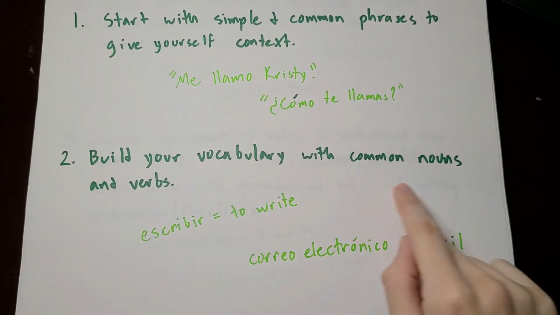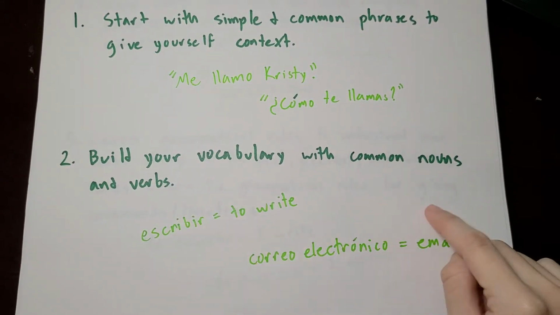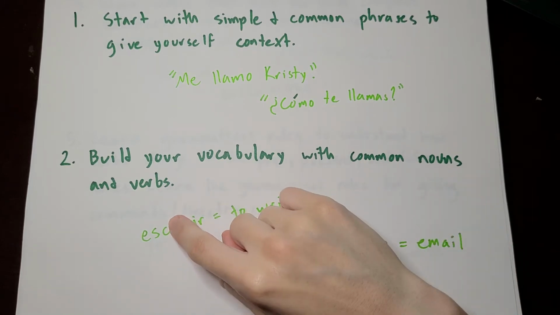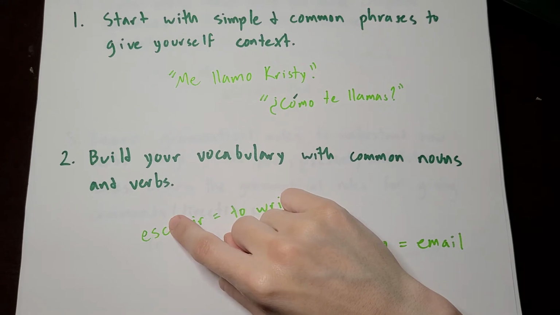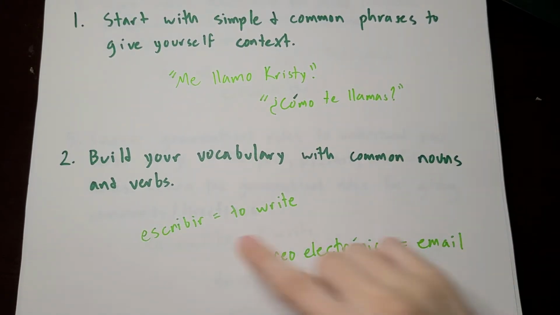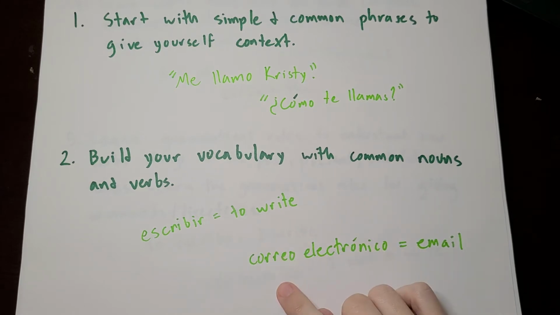Two, build your vocabulary with common nouns and verbs. Nouns are objects. The computer is a noun. The cat is a noun. Verbs are the part of a sentence that say the action that's happening. To jump is a verb. To write is a verb. To swim is a verb. To think is a verb. To speak is a verb. So for example, escribir means to write. Correo electrónico, that's a noun that means email.